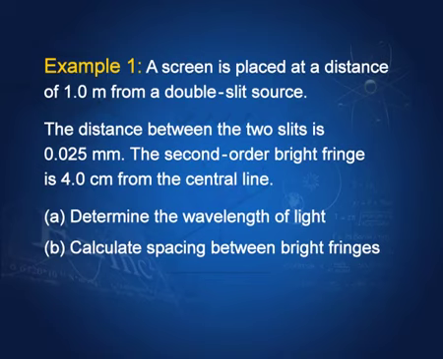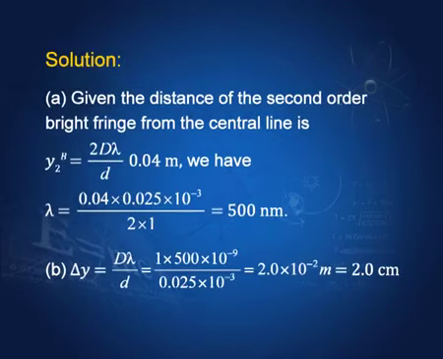So, everything is given. Determine the wavelength of light. The distance of the second bright fringe from the center of the screen is given by 2 D lambda by d, the formula we just derived, and all that we need to do is to substitute the value of capital D, which is 1, small d, which is 0.025 millimeter, convert this into meters, and this is 4 centimeters, which is 0.04 meters. So, everything is given, just calculate lambda, and lambda comes out to be 500 nanometers.